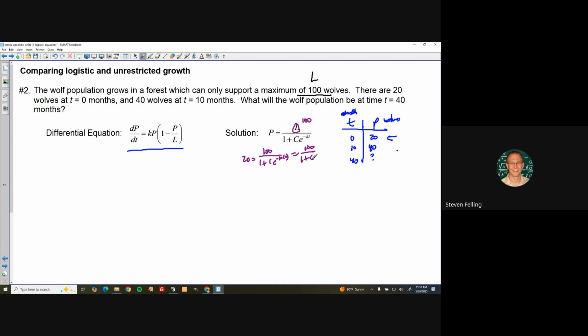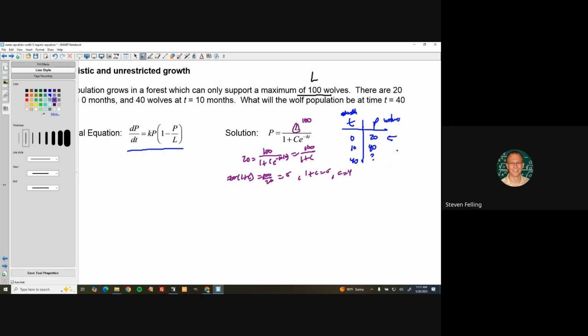So then we have to multiply both sides by 1 plus c. So I have 1 plus c times 20 equals 100, which means now I can divide both sides by 20, and that's 5. So that means that 1 plus c has to equal 5. So c has to equal 4, just verifying.